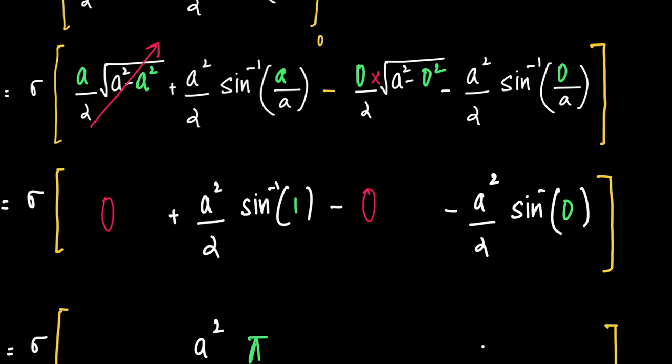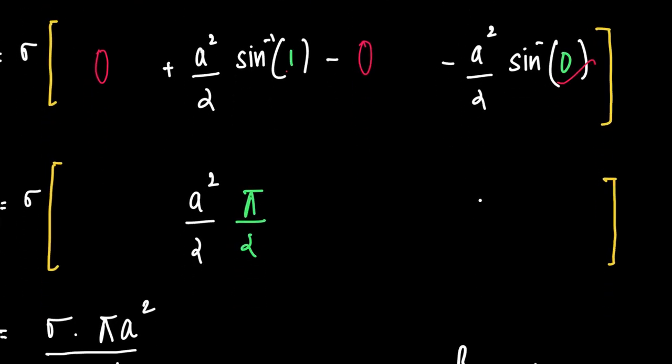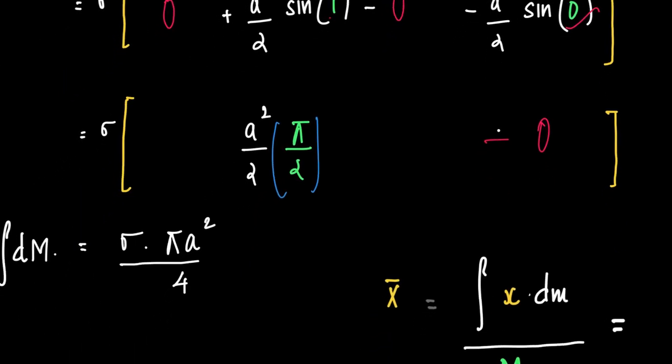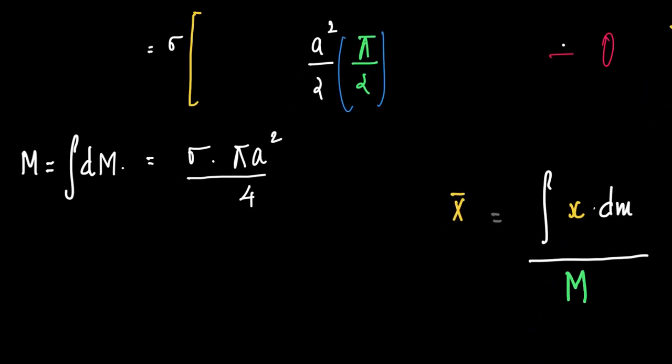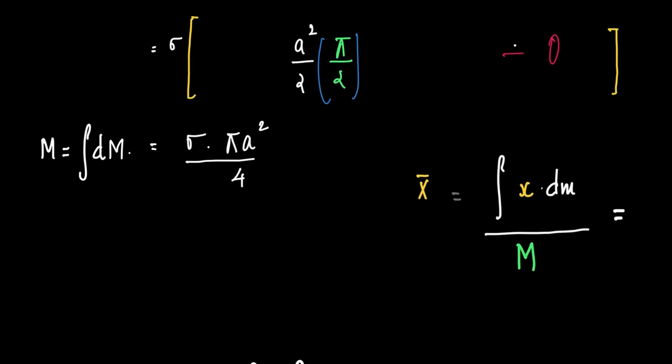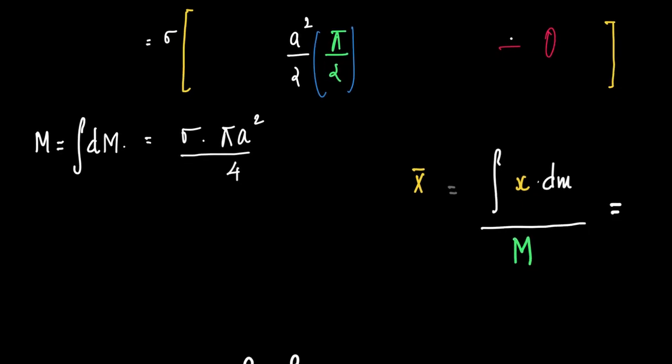So the only term left here is sine inverse a by a, which is sine inverse 1, minus sine inverse 0 by a, which is 0. So 0 plus a square by sine inverse 1. Sine inverse 1 is pi by 2. Sine inverse 0 is 0. So the only term out of these 4 terms left here is sigma into pi a squared by 4.